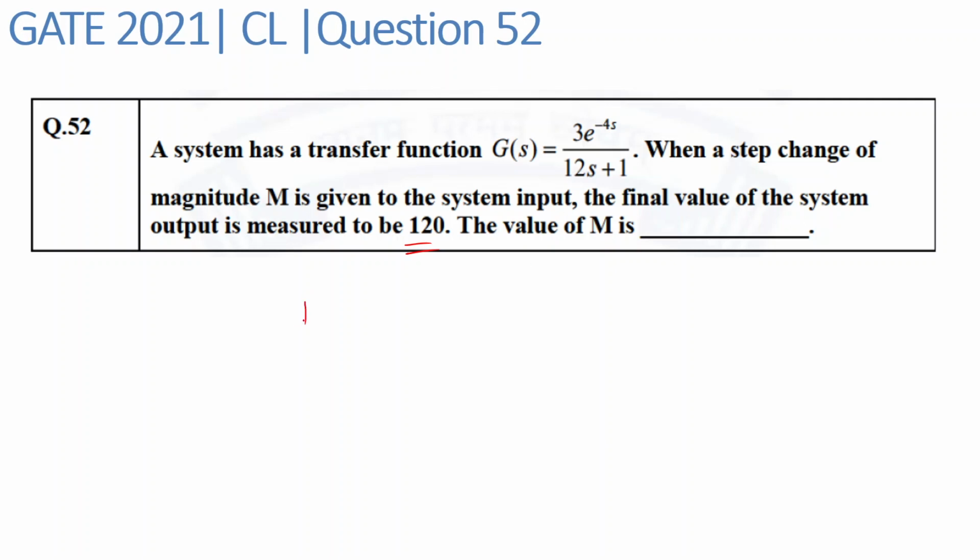In this question we have already been given the final value, and the step change that we are providing to the system is of magnitude m. So the input will be m upon s, and we have to find the value of this magnitude m. Let's look at the video solution, which will also cover this final value theorem.